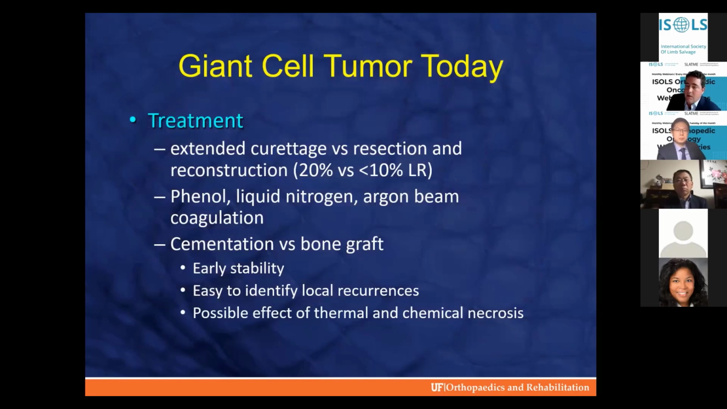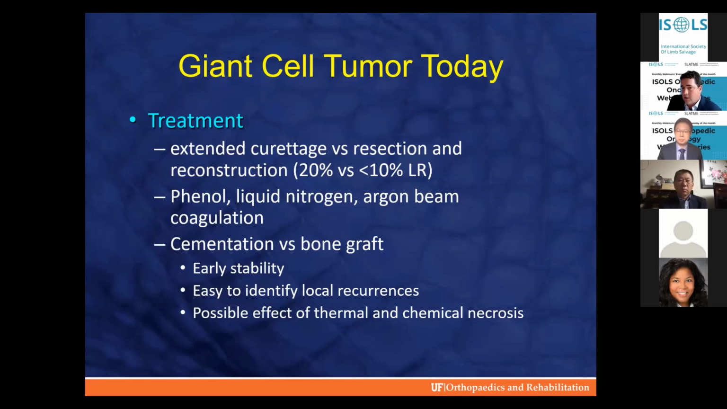So today, due to the morbidity of resection and reconstruction and the ability to achieve relatively good rates of local control with extended curettage and adjuvants, that's usually the treatment of choice when possible. Adjuvants include phenol, liquid nitrogen, argon beam. It's just trying to extend the kill zone. We use argon beam here.